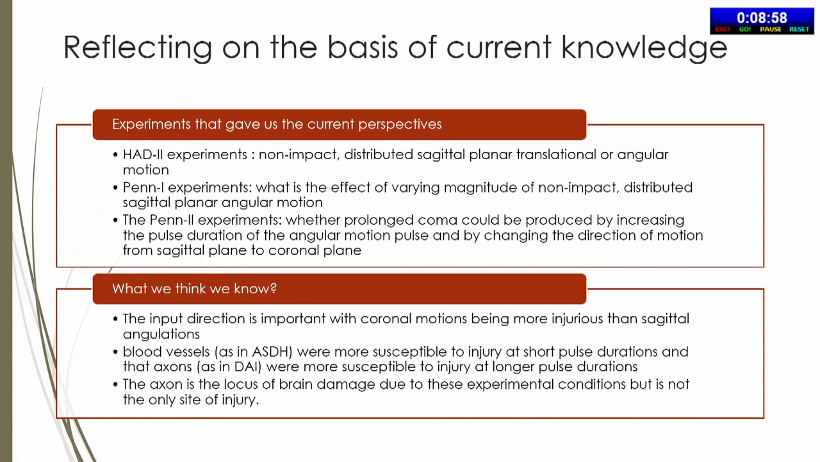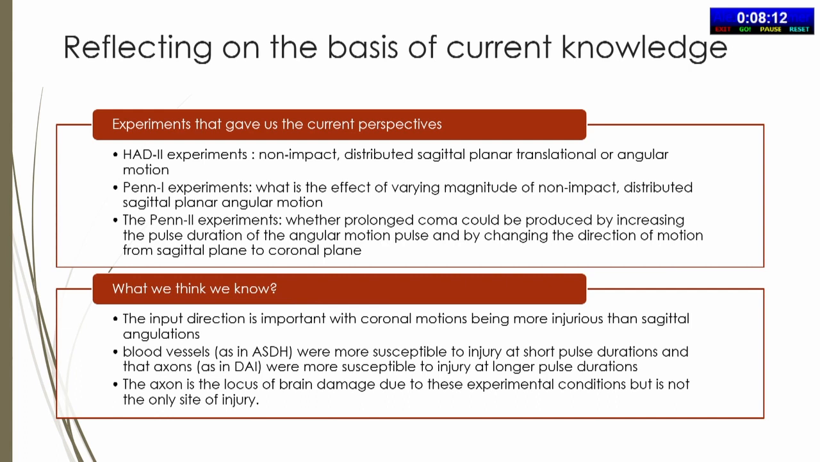On mice, a prolonged coma could be produced by increasing the pulse duration of the angular pulse and by changing the direction of motion from the sagittal plane to the coronal plane. This was, I think, the early 70s; I've forgotten the dates. The input direction is important, with coronal motion being more injurious than sagittal angulations. The blood vessels for ASDH were more susceptible to injury at short pulse durations, and the axons for DAI were susceptible at larger pulse durations.